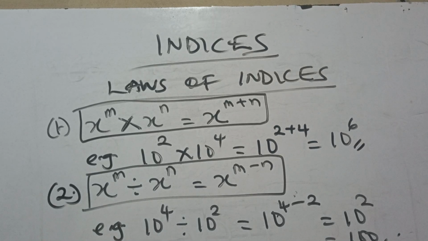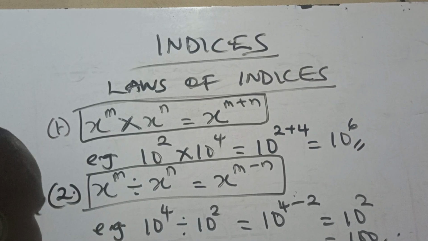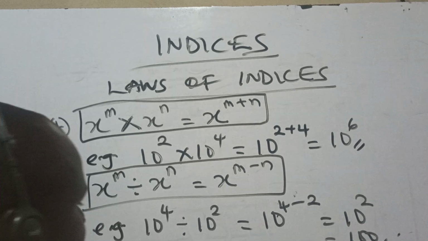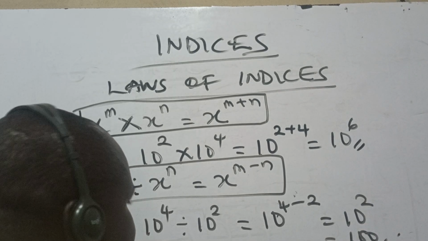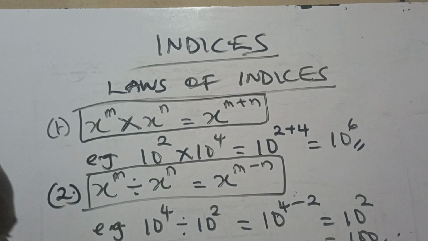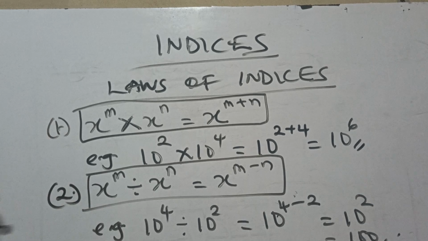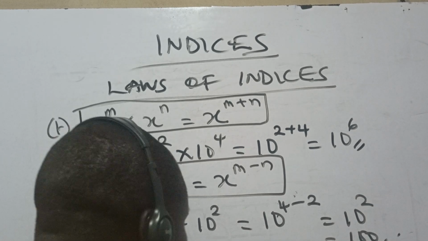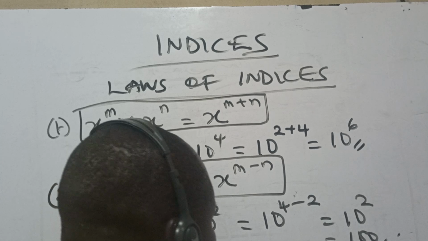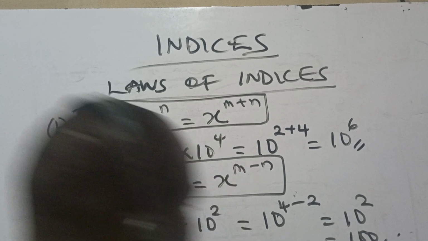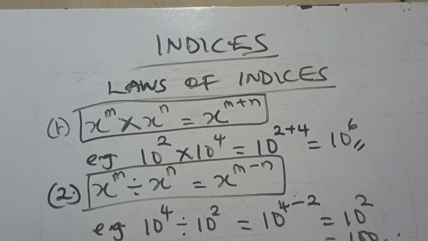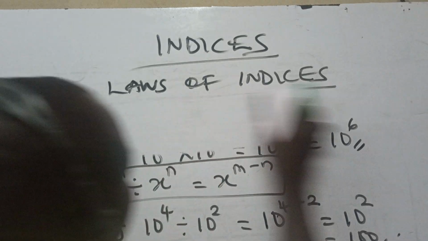Then the third law states that if you have x raised to power m all in bracket raised to power n, the law says that this will be x raised to power m times n. For example, if we have 2 raised to power 3, everything raised to power 4, what do we get here? That will be 2 raised to power 3 multiplied by 4, and that will be 2 raised to power 12. That is what we are going to get. And that is it about the third law.